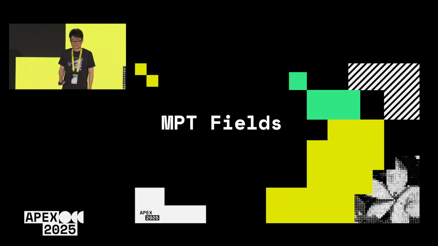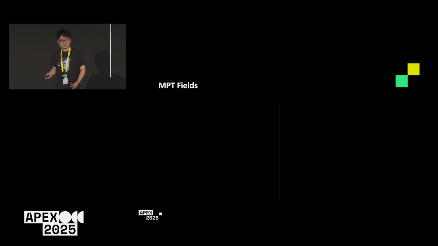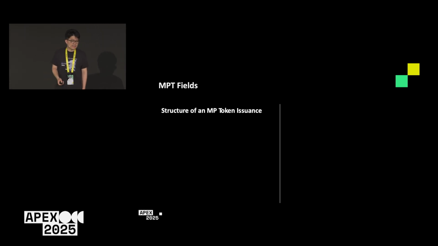The fields of an MPT. For a multi-purpose token, there are two main ledger objects that represent it. The first one is an MP token issuance object. For each unique MPT, there exists one MP token issuance object, and it basically has the information of the issuer, right? So who decided to issue the MPT? That's the issuer. This object also includes the asset scale.